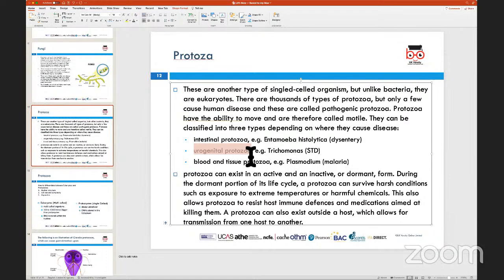It is not a bacterium. It is not a virus. It is not a fungi. It is a type of microorganism which is called protozoa.